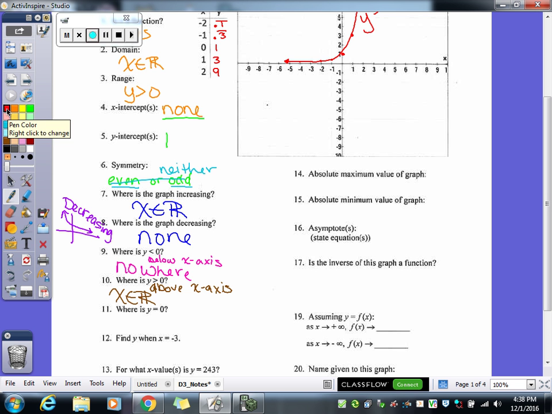They want to know where y is equal to 0. And again, this would be nowhere. Y being equal to 0 is on your x-axis. Our graph never touches our x-axis.